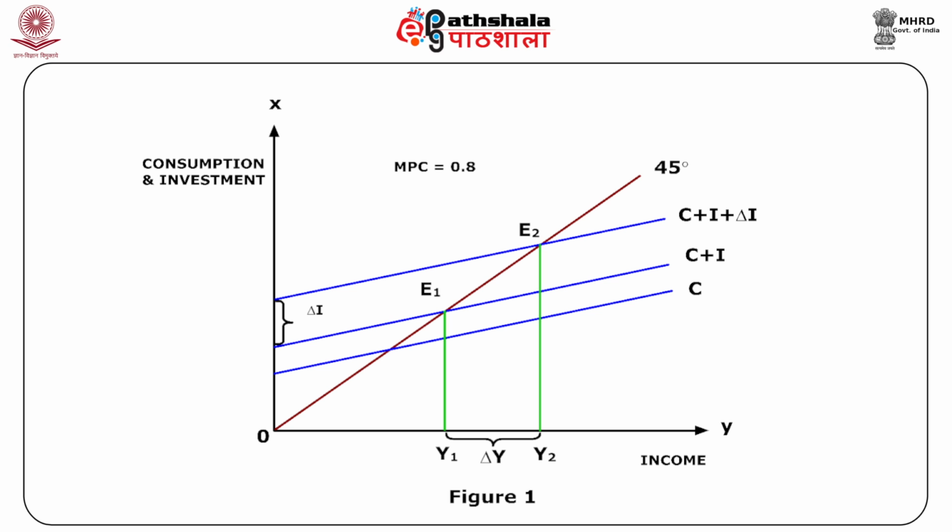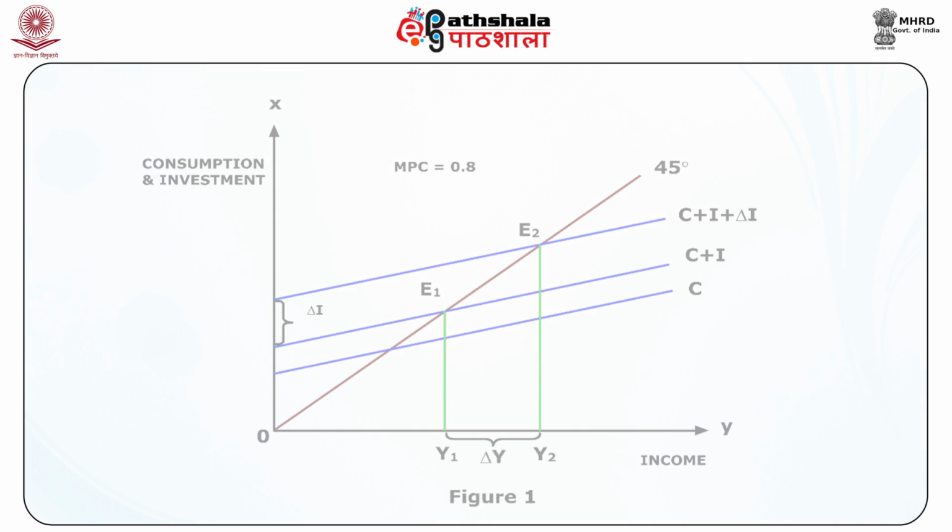The rise in the income level Y1 Y2 is shown by delta Y and is 5 times the vertical distance between C plus I and C plus I plus delta I, as the MPC is 0.8. The multiplier operates in a similar fashion for a decrease in the autonomous investment. In the same economy, a decrease of rupees 100 crores in the investment level would lead to a decrease to the tune of rupees 500 crores in the income level.